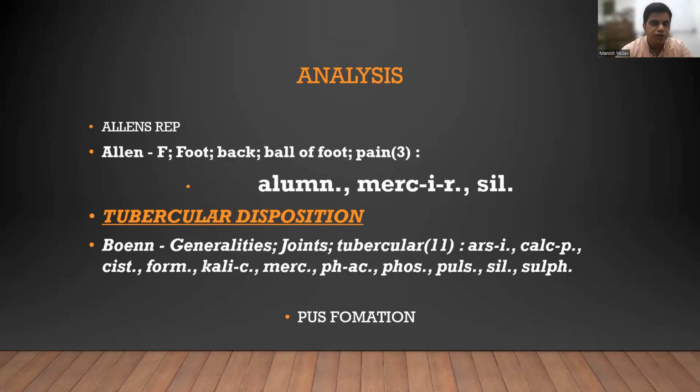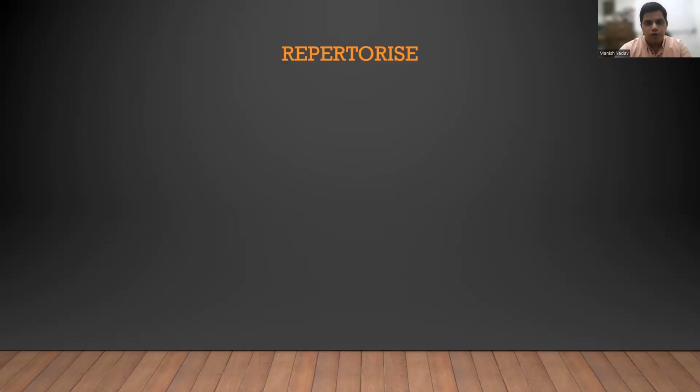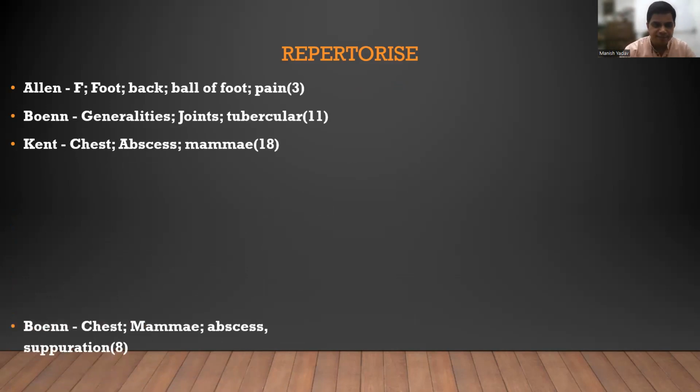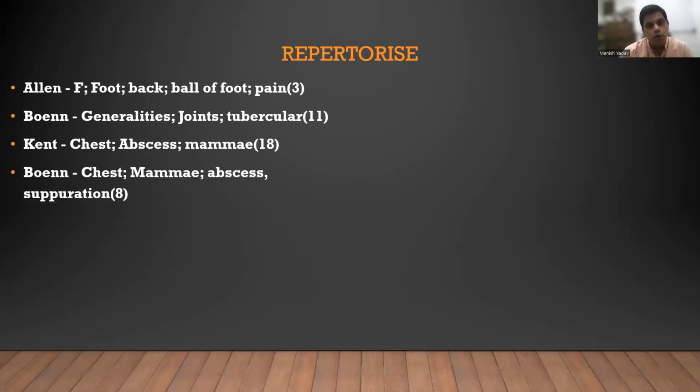Whichever remedy I choose should have all these three or four factors. It should have pus, it should have the location, it should have the modality, and tubercular base. So when I repertorize, I take this rubric from Allen's, I take tubercular joints from Bonninghausen, I go to Kent and take generalized abscess. What is the problem here? Her main problem now is that the mammae is suppurating. So abscess mammae, there are 18 remedies. I took it in Bonninghausen also, similar meaning, there are 8 remedies. So I'll combine both of them.